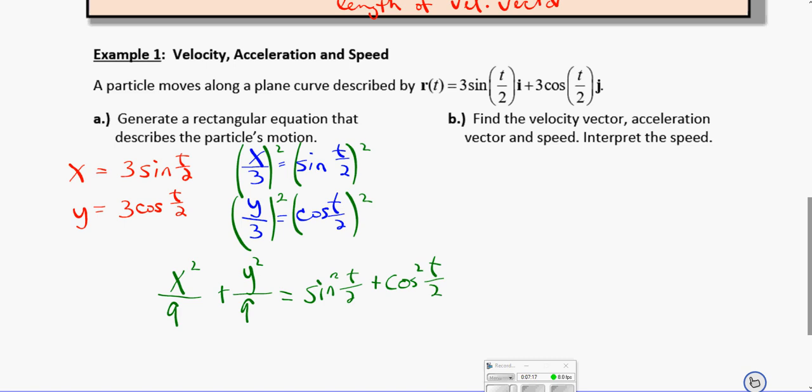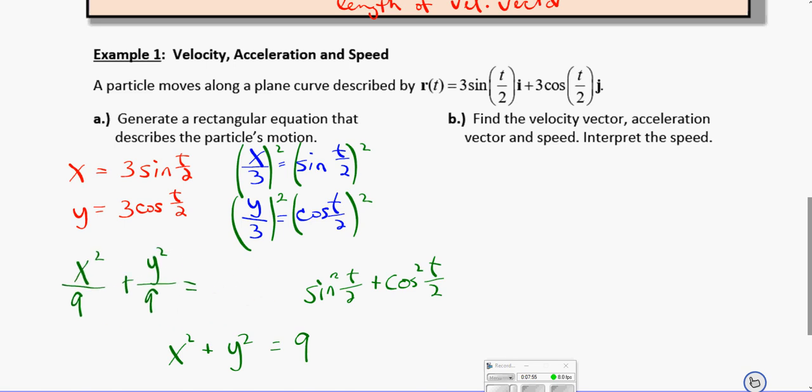What does that equal? I know that cosine squared theta plus sine squared theta equals 1. But I don't have theta, but the argument is the same. Because the argument is the same, I can really just consider this to be theta and this to be theta. Sine squared theta plus cosine squared theta does equal 1. So we get x squared plus y squared equals 9 times 1. And there's the equation of the circle. That's the circular path that this particle will follow.